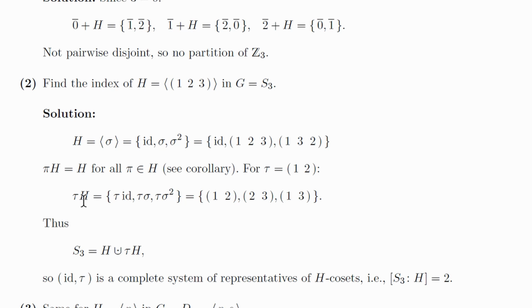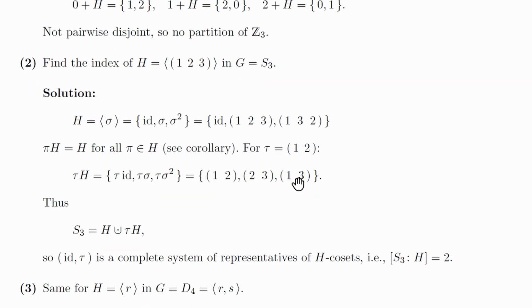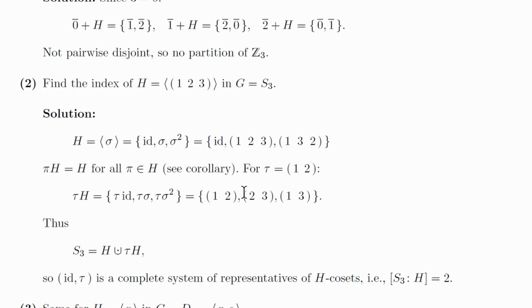Then the left coset of this transposition tau with respect to H is tau composed with it, which is tau itself, tau composed with sigma, which gives me this transposition, and tau composed with sigma squared, which gives me this. You can check this for yourself or simply believe that this is true. And now clearly S3 is the disjoint union. Those are obviously disjoint, and the union of those two sets gives me all of S3.